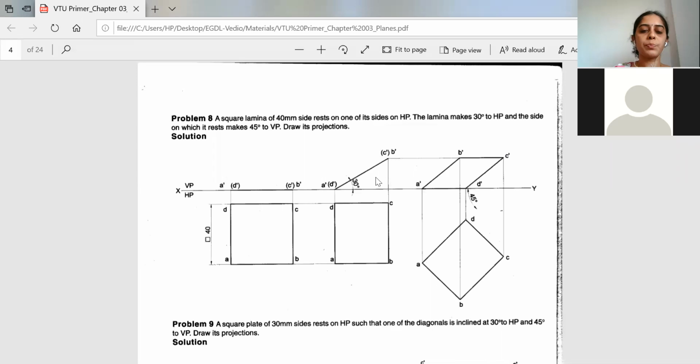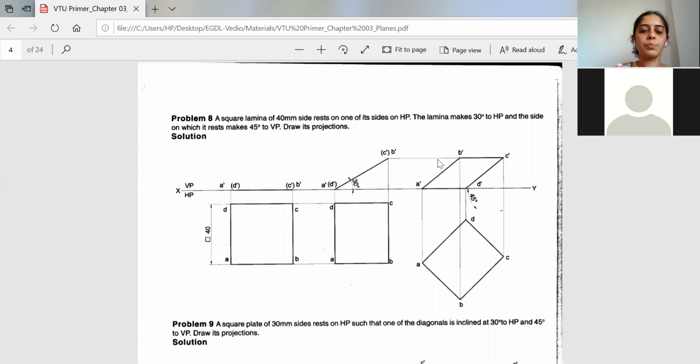Locus of B is meeting B dash at this point. So this is our B dash. Locus of D is meeting D dash at this point. So this is our D dash. Locus of C is meeting C dash at this point. So this is our C dash. So you join all A dash, B dash, C dash and D dash. Finally you will get the apparent shape of the front view in the third stage.